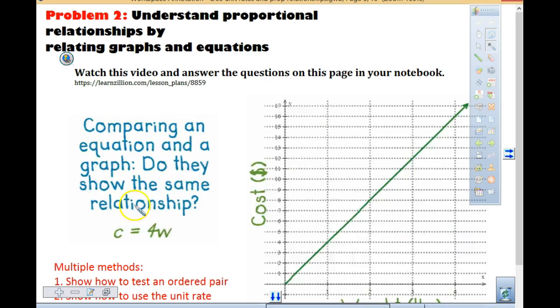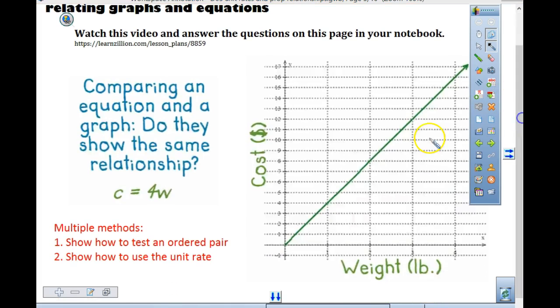So we're going to take a look at this video. It's asking us to compare. And I just want to look through what it's talking about on this page. It says when you compare equations on a graph, do they show the same relationship? In this equation, C, that was our which variable, independent or dependent?